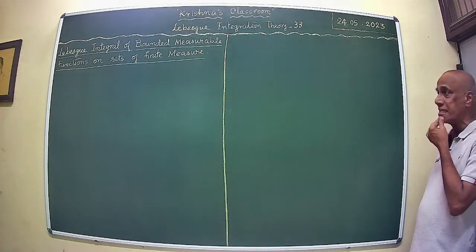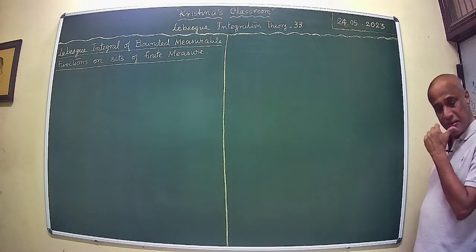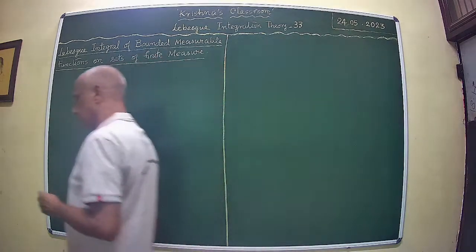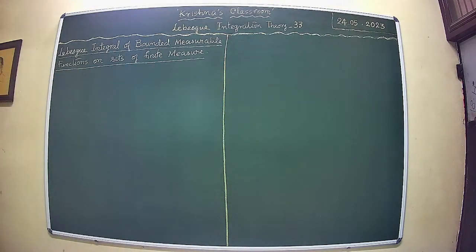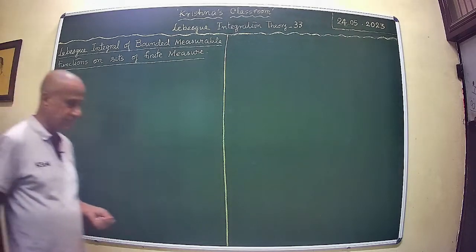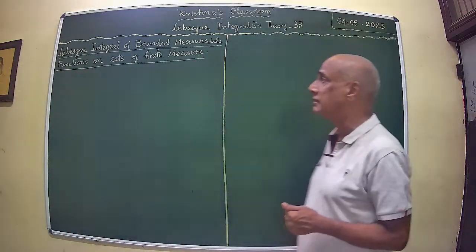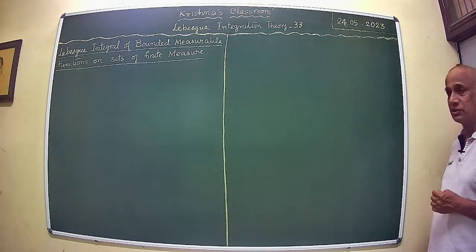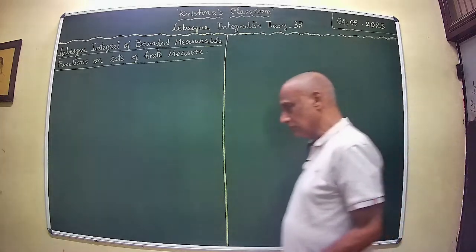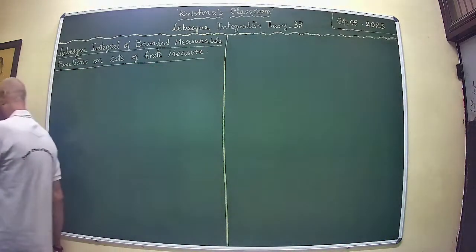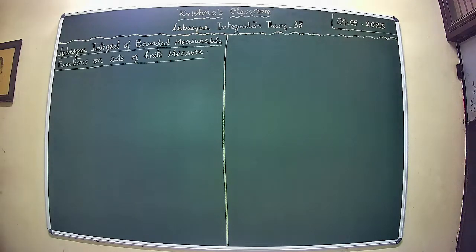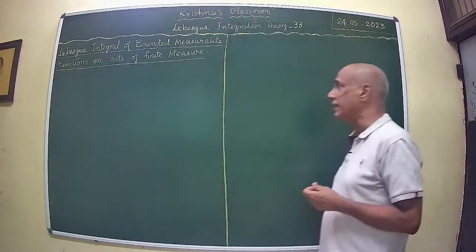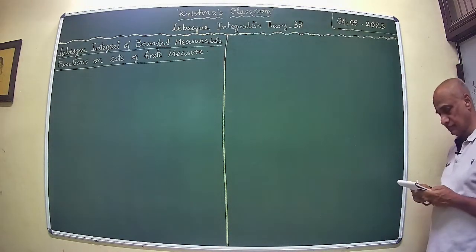The next stage is we will make use of these definitions, or make use of simple functions, to approximate bounded measurable functions on sets of finite measure. So that gives a mode of reaching out to define the Lebesgue integral of such functions.